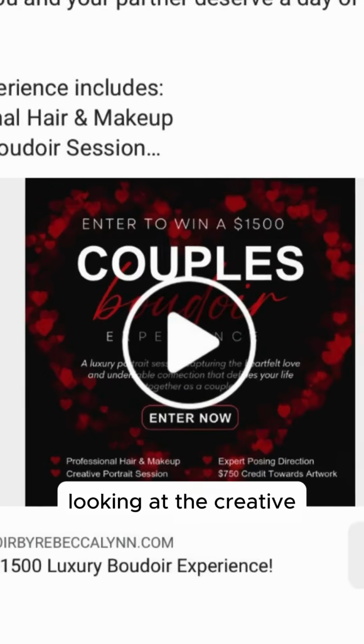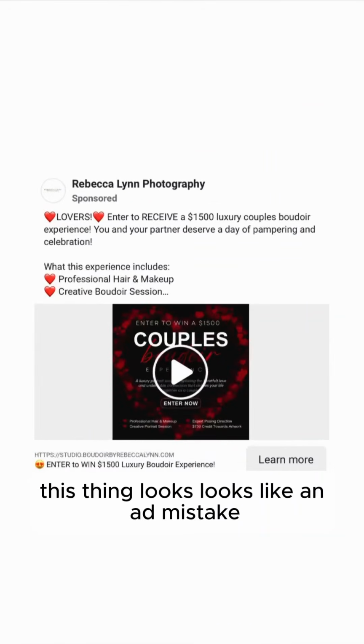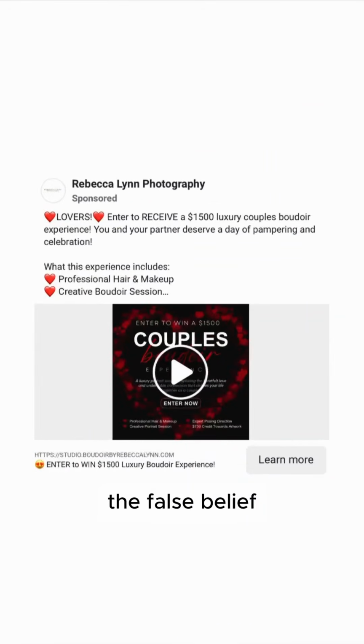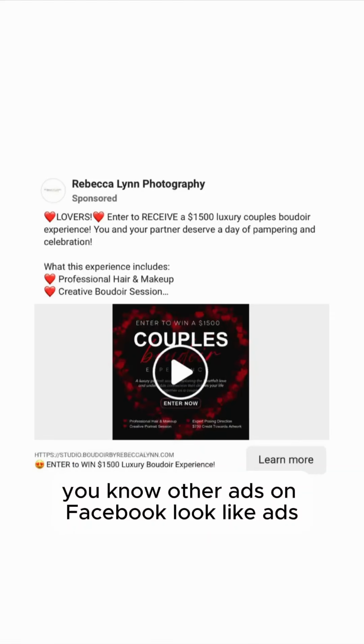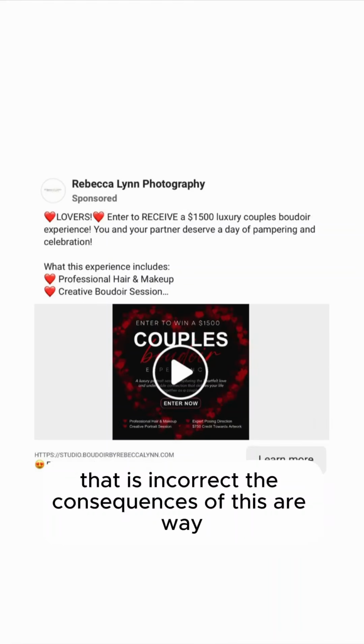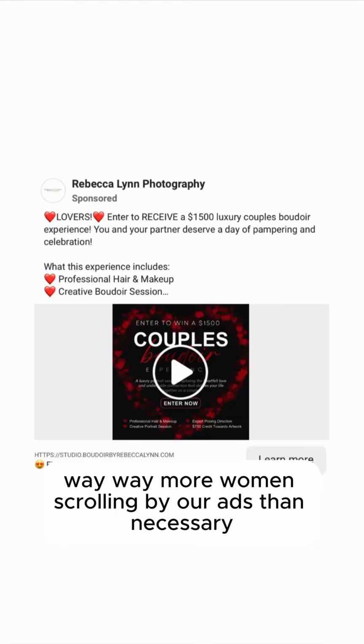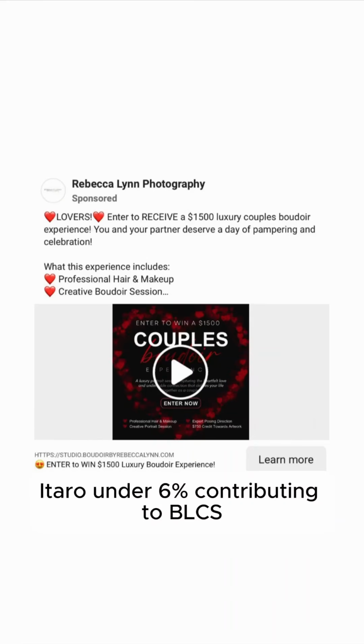Looking at the creative, this looks like an ad mistake. The false belief that caused us to make this mistake is we actually believe that ads should look like ads because that's what we've seen. Other ads on Facebook look like ads, and other boudoir Facebook ads look like ads. That is incorrect. The consequences of this are way, way, way more women scrolling by our ads than necessary, pulling our unique CTRL under 6%, contributing to BLCS, boudoir low click syndrome.